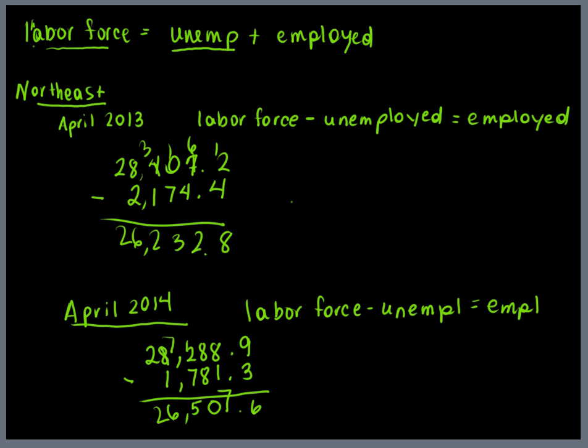In the second part of part A, you're just asked to calculate the change in the total number of workers employed between April 2013 and April 2014. So all I really need is simple subtraction. I just need to subtract these two numbers: take 26,507.6 and subtract 26,232.8.